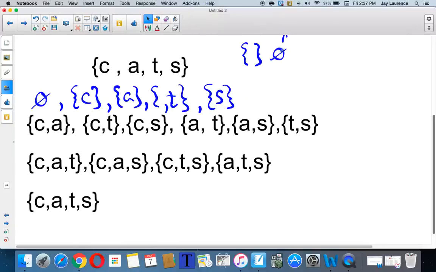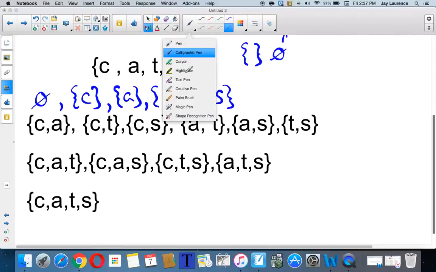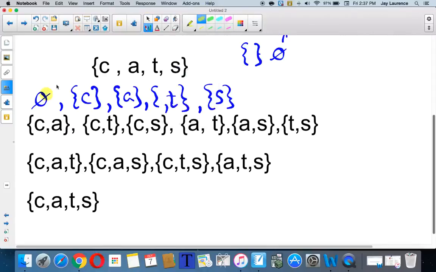Now let me move this out of the way. Let me count my subsets here. Let me get a highlighter and I'll count. Okay? So I've got 1, 2, 3, 4, 5, 6, 7, 8, 9, 10, 11, 12, 13, 14, 15, 16. I actually knew there was going to be 16. I don't know if you know how I know, but I knew it. See if after doing Excel 3.5, you can figure out how I know. All right, so those are all the subsets.